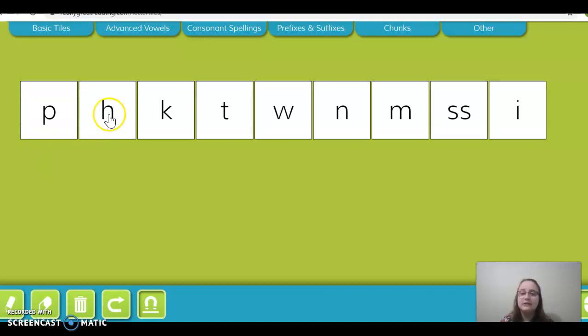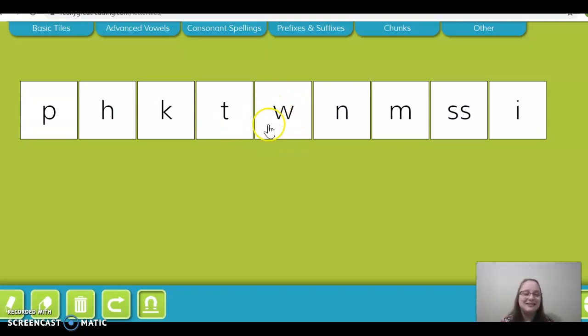Awesome job, friends. And our next letter is the letter H. And remember, H says H. So we're going to say that all together. Here we go. One time. H says H. Good job, friends. And our next letter is the letter K. And remember, K says K. So we're going to do that all together. One time. Here we go. K says K. Awesome job, friends. And our next letter is the letter T. And remember, our letter T says T. So we're going to do that all together. Here we go. T says T.